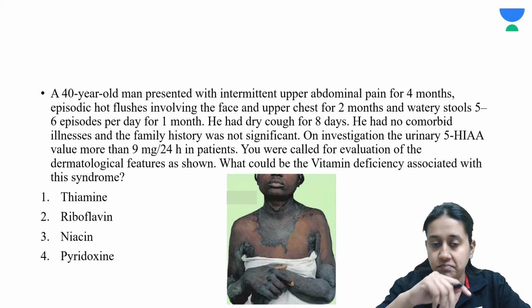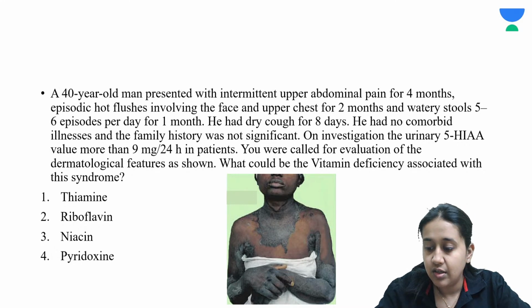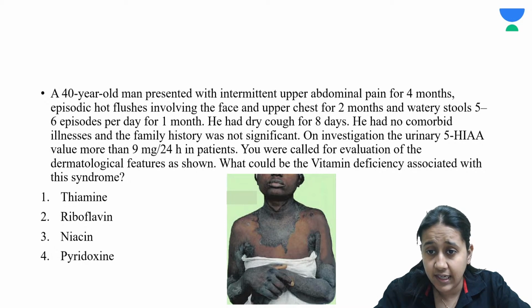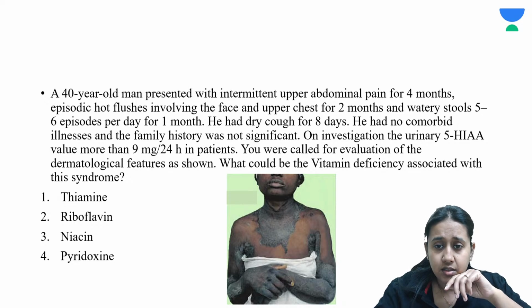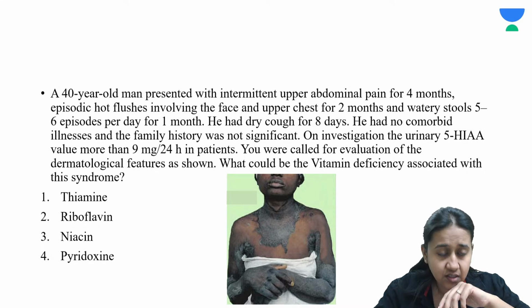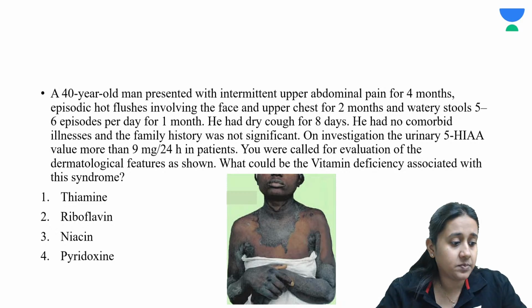A 40-year-old man with intermittent upper abdominal pain for 4 months. There are episodic hot flushes involving the face and upper chest for 2 months, and watery stool 5 to 6 episodes per month. He had a dry cough for 8 days and no comorbid illness. The investigation shows increased 5-hydroxyindole acetic acid and the cutaneous lesion as seen in the image. What can be the diagnosis for this particular condition?